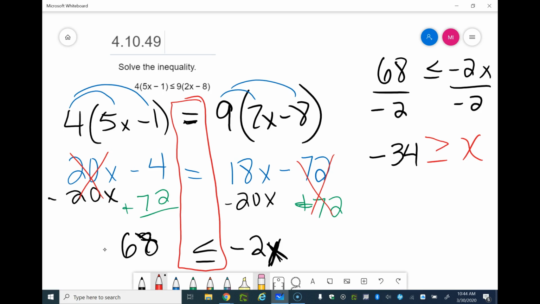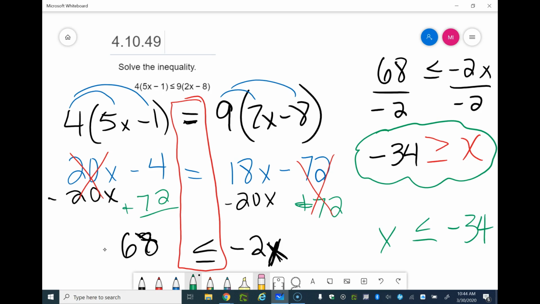If you like your x on the left side, this is the answer to the problem, but sometimes we always like the x on the left side. So you can just go back and flip it back. Because remember, the inequality sign is pointing to the x. So in this case, when you flip it back, make sure it's still pointing to the x and put the negative 34 on this side. So both of these will be our answer to the problem.